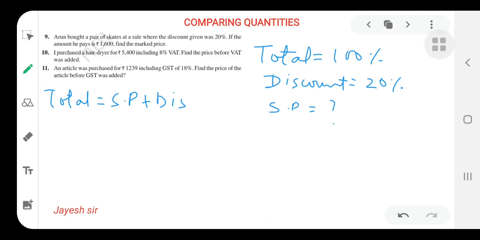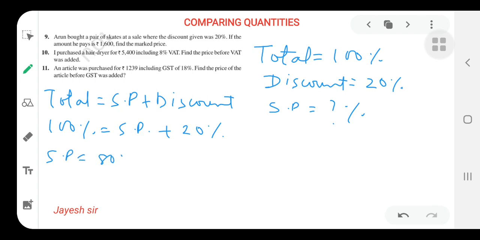In terms of percentage only I am asking, how much percent? This method is a little easier. 100% is the total cost. Now the selling price in percent I don't know, plus the discount percent I know, that is 20%. So the selling price in percentage would be 80%. So the value of 80% is given to us, that is 1600.